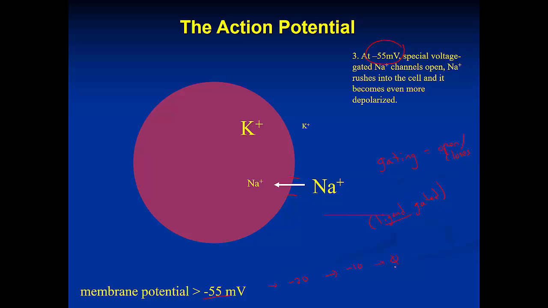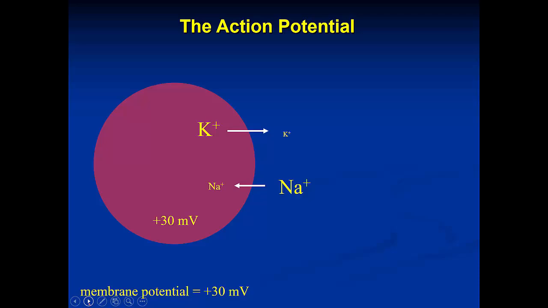In actuality, that only happens for a split second. Now, as sodium keeps rushing in, what happens? If we keep going, I'm going to have more positive charge on the inside than the outside. So I'll have separation of charge. It'll start out relatively small. But in this case, what should the sign be? Now I've got more positive ions coming in, so it's going to turn positive. So I want you to remember at minus 55 millivolts, voltage-gated sodium channels open up. Sodium rushes into the cell, becomes even more depolarized. And in fact, the membrane potential becomes positive.